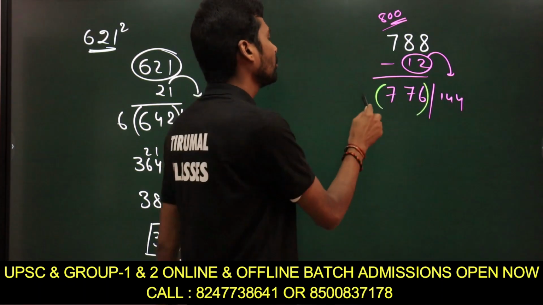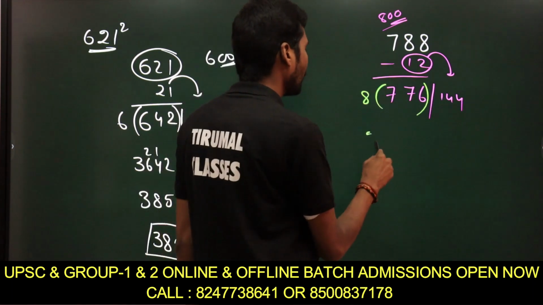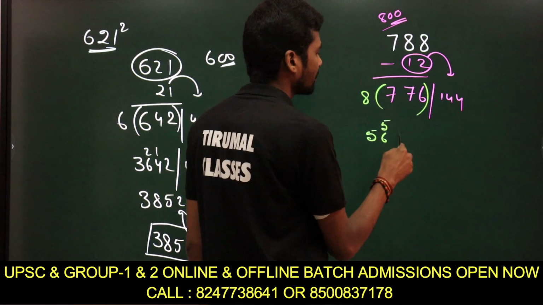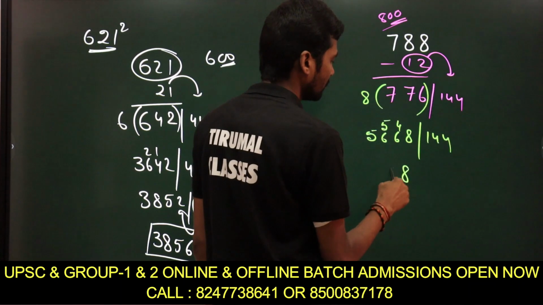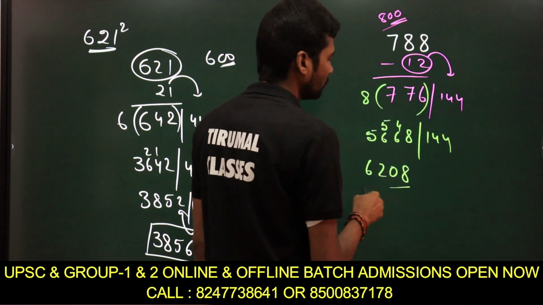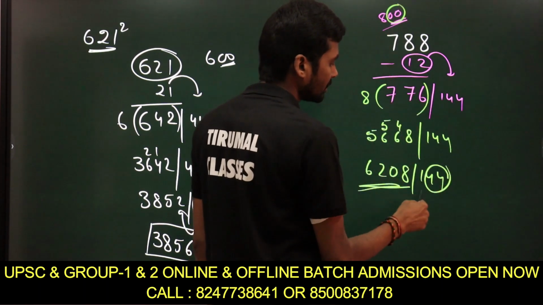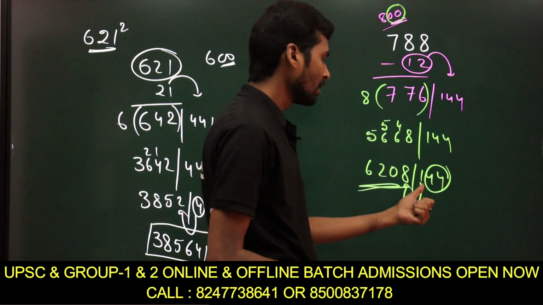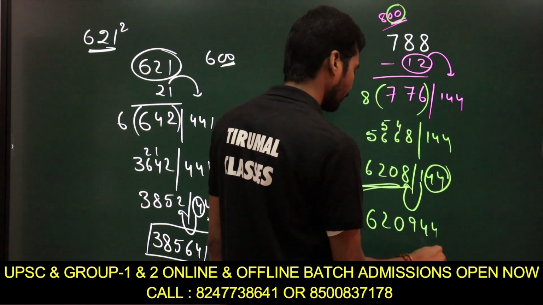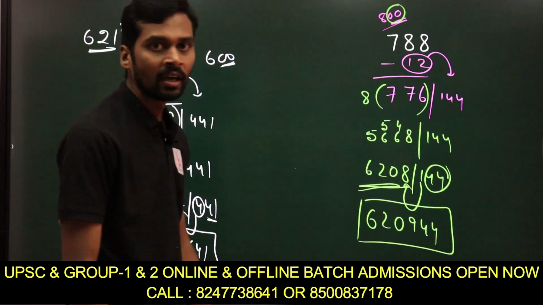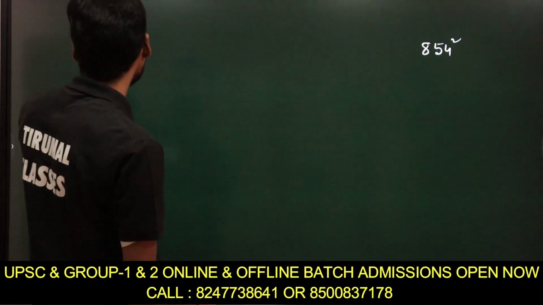And immediately you can go for the left side part. Multiply with which number? 8, because the number is nearer to 8. 8 7s are 56, 8 6s are 48, and then 144. If you add the numbers, 6208 and 144, again I should have only two zeros, which means the extra digit must be carried forward to the previous digit. One must be carried forward. So the answer is what? 620944. So what is the final answer? 620944.